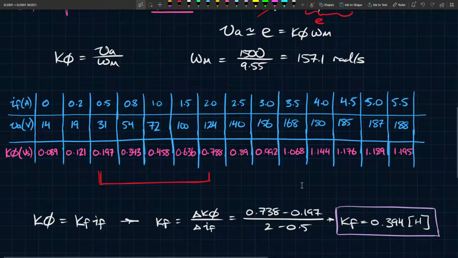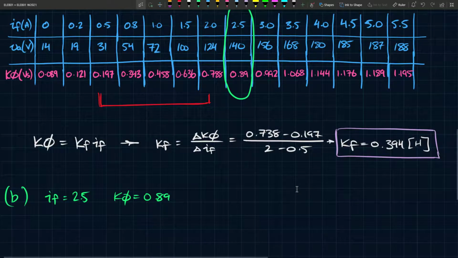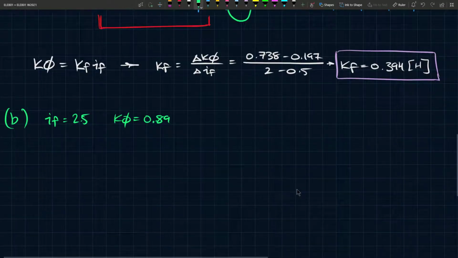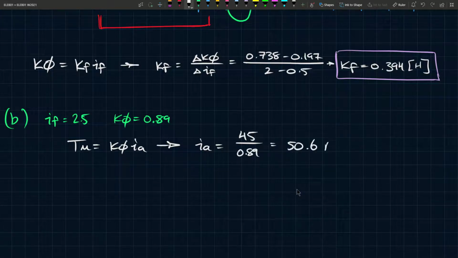Then we go to our table and we say when IF is 2.5, K phi is 0.89. If K phi is 0.89, then we can say that Tm is K phi Ia. You can determine the value of Ia in this case: Tm, which is 45 and is given to us in the question, divided by 0.89, and that gives you 50.6 amps. So that's your armature current.